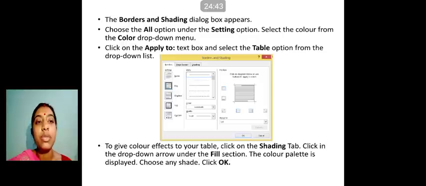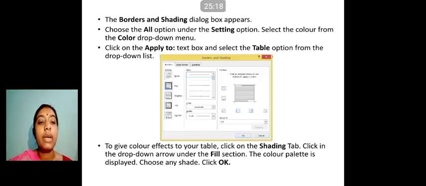Click on the Apply to text box, and select the Table option from the drop down list. You can do it on cell, you can do it on paragraph, you can do it on table. But right now we are not talking about paragraph or any other part of the document. We are just talking about table and its parts. I will show you that option also. But here apply to a cell or a table, as per your requirement, as per how you want to highlight your border.